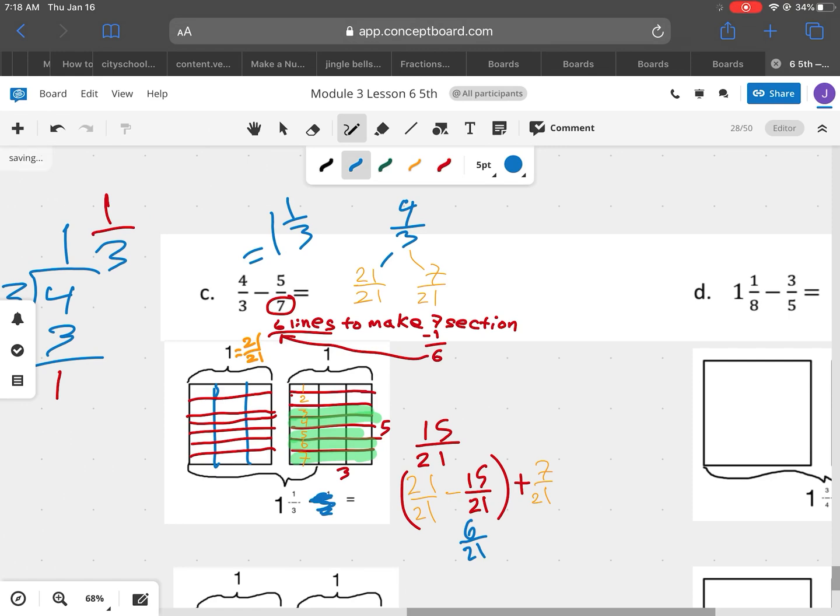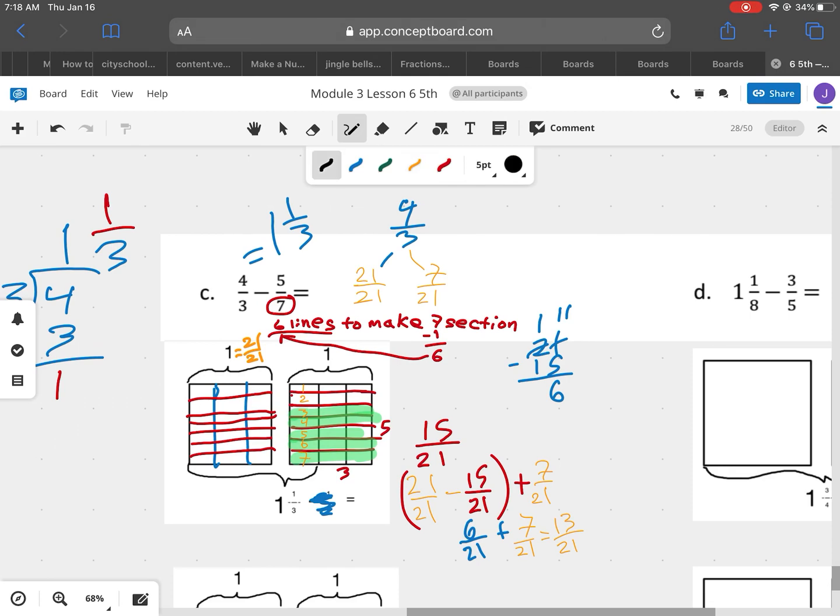And you might be going, how do you figure that out? Well, 21 minus 15, 11 minus 5 equals 6. So that would be 6 21s plus our 7 21s equals 13 21s.